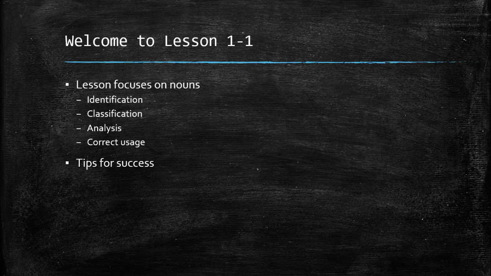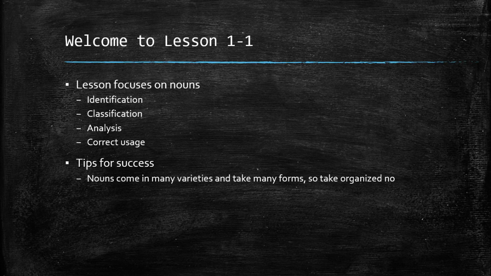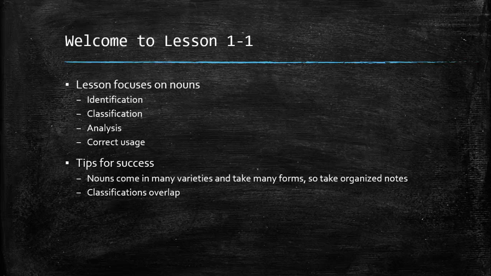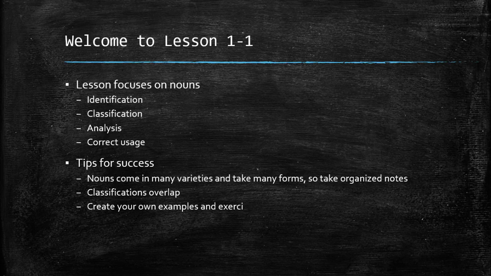Some tips for success on this lesson. First of all, nouns come in many varieties and can take many forms, so please take organized notes on the many different types of nouns there are. A lot of times the classifications of nouns overlap. A noun may be both this type of noun and also this type of noun. That's perfectly fine. Just make sure that you acknowledge that those classifications are not totally separate all the time.